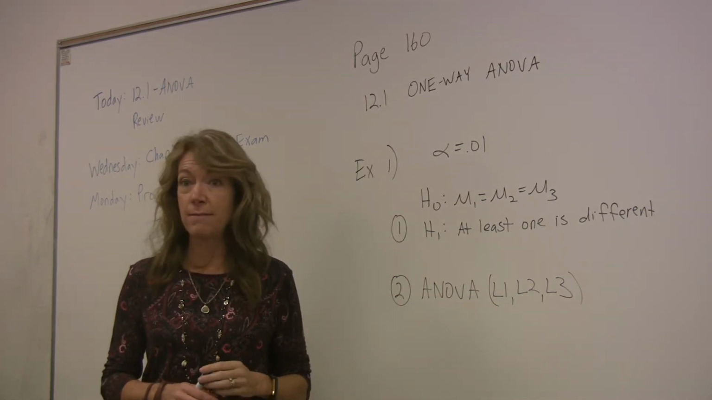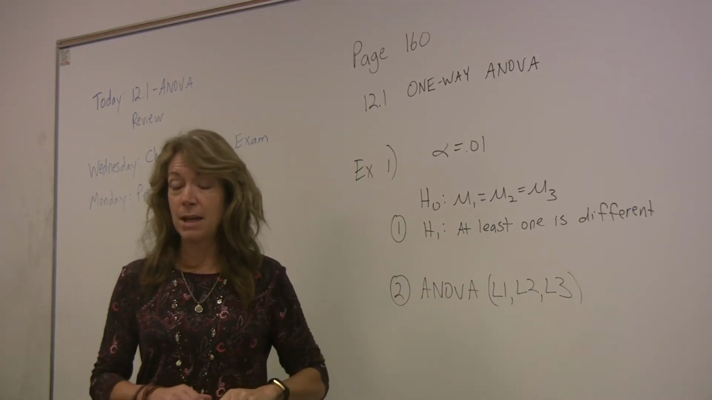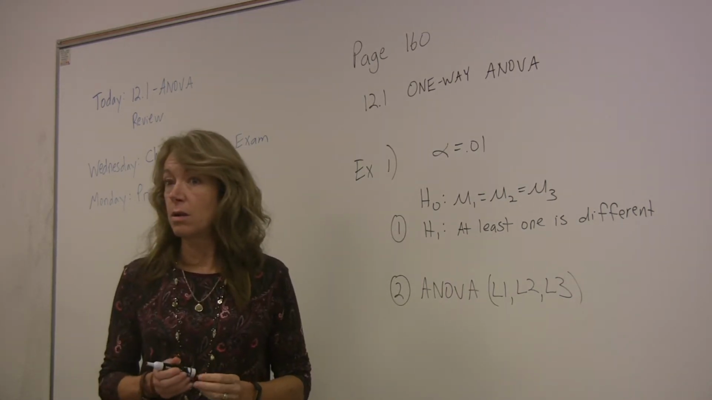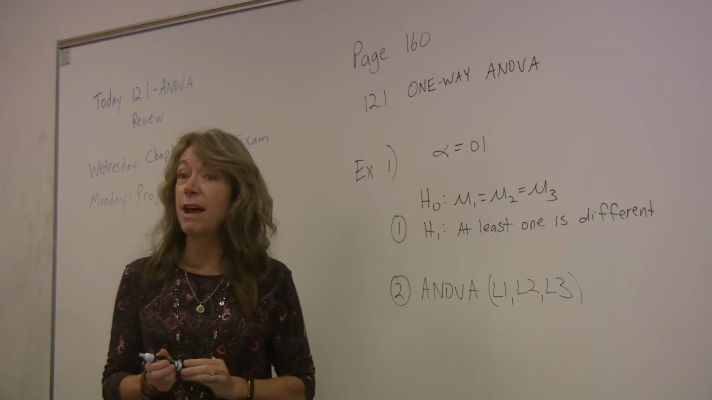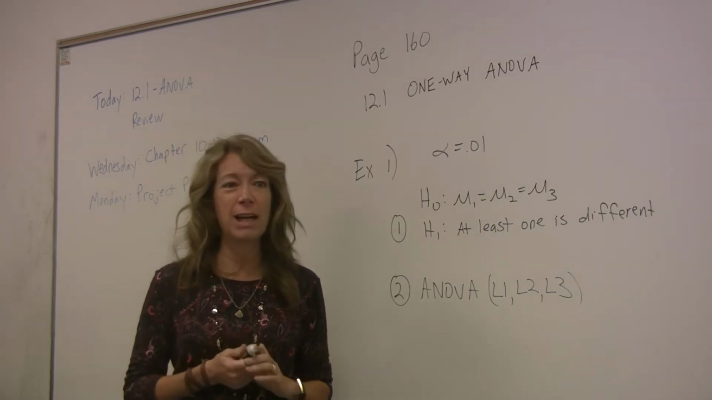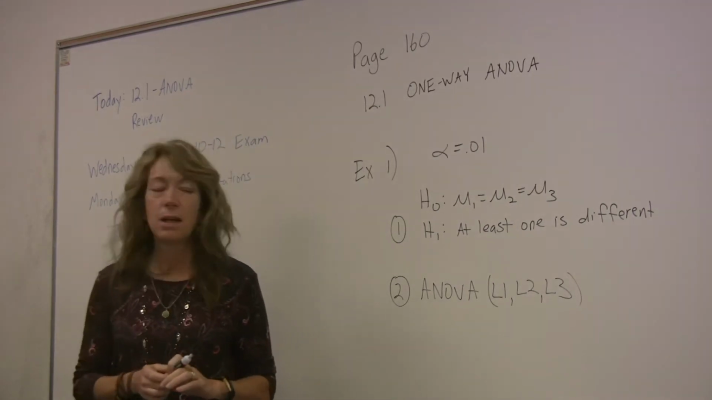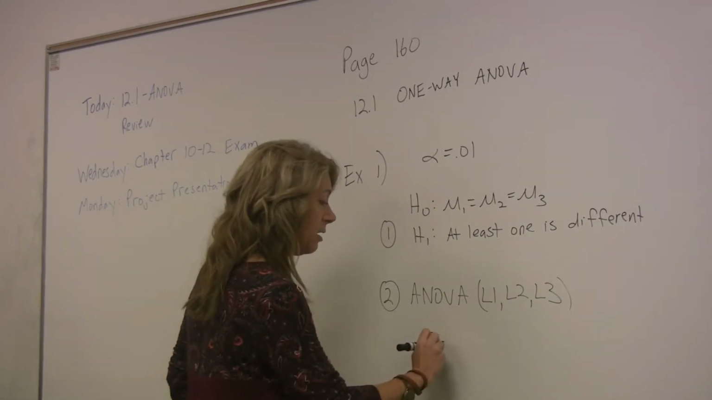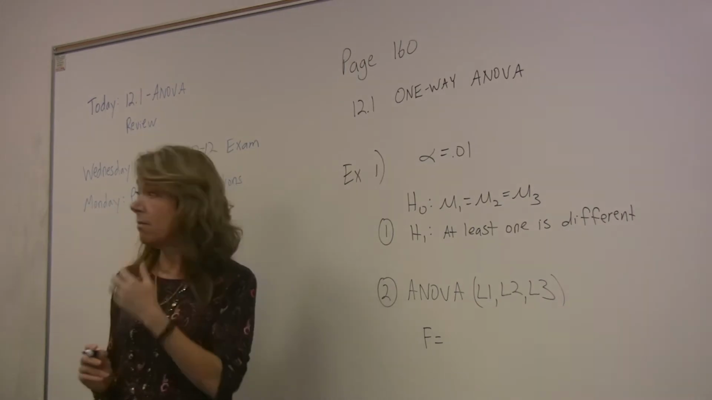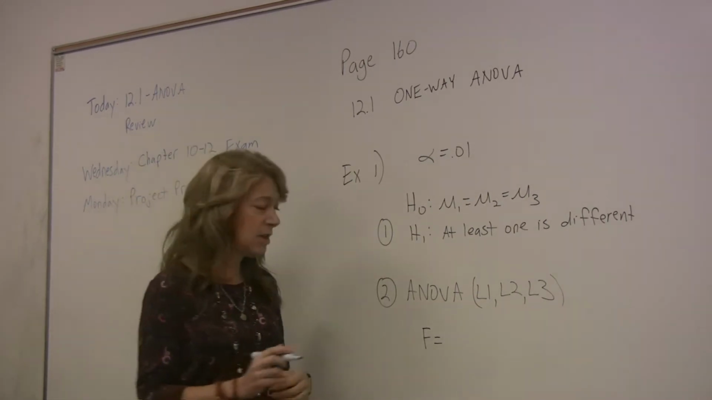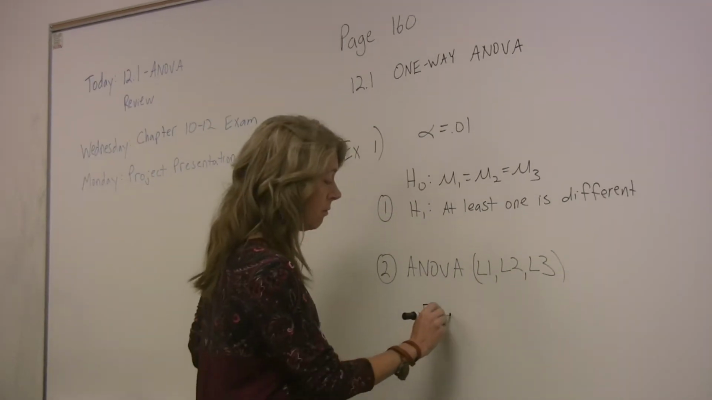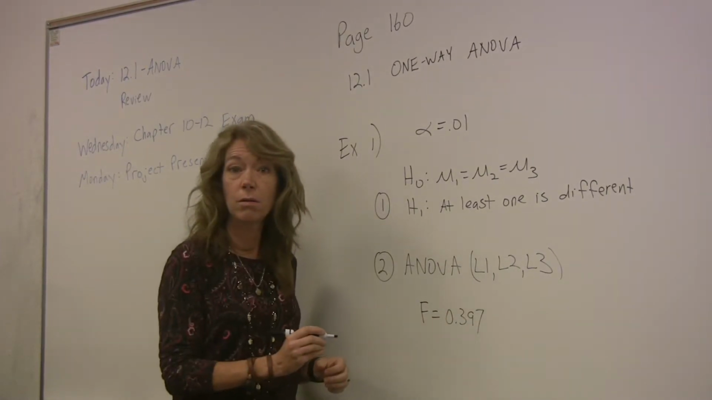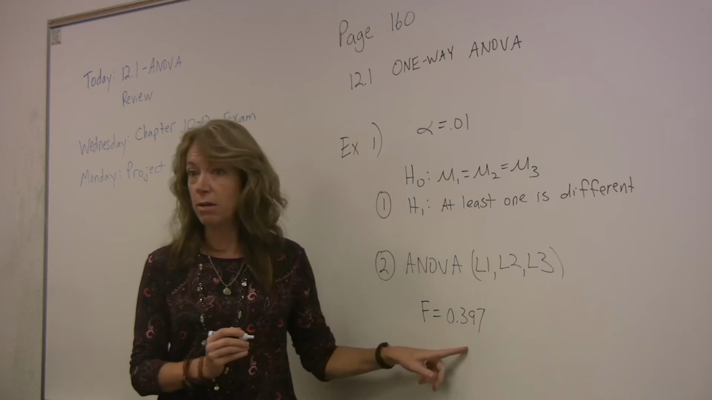Everyone finding ANOVA? Typing that in there. What does it give you? It gives you an F value. It's doing another kind of F test. Remember we did F tests before when we had 2-sample F tests? So it actually does another kind of F test. So it gives us an F, that's our test statistic. What's it give you? 3.397? I can hear you. 3.397. Yeah, 3.397.